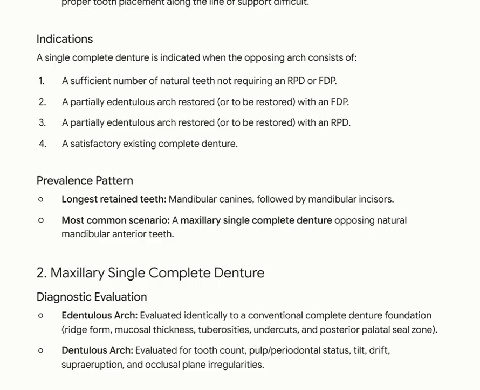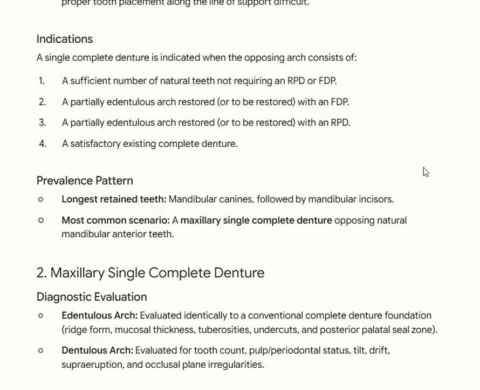Indications. A single complete denture is indicated when the opposing arch consists of a sufficient number of natural teeth not requiring an RPD or FDP. A partially edentulous arch restored, or to be restored, with an FDP. A partially edentulous arch restored, or to be restored, with an RPD. A satisfactory existing complete denture.